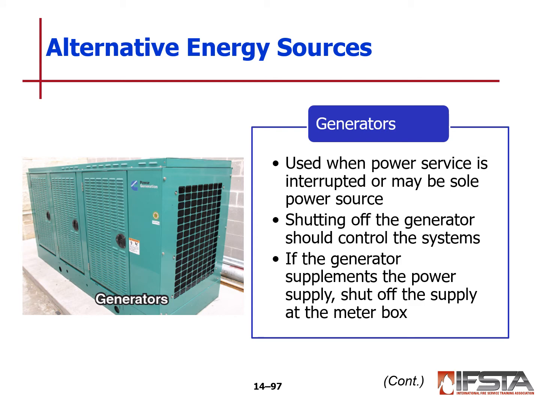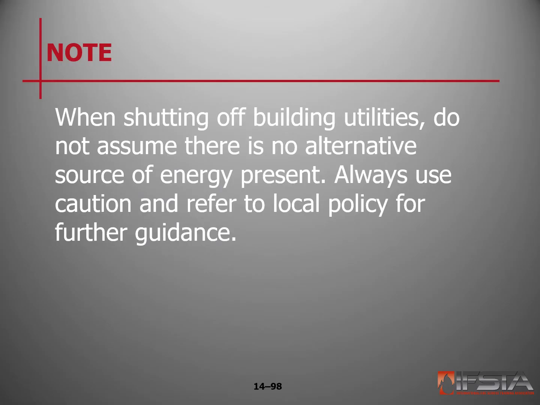Generators are something that is widely used, more so than the first two alternative sources that we talked about. And the generators are used when power service is interrupted, or it may be the sole power source at the time. Shutting off the generators should control the systems. If the generator supplements the power supply, shut off the supply at the meter box as well. When shutting off building utilities, do not assume that there is no alternative source of energy present. Always use caution and refer to local policy for further guidance.